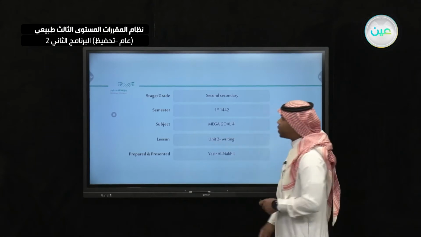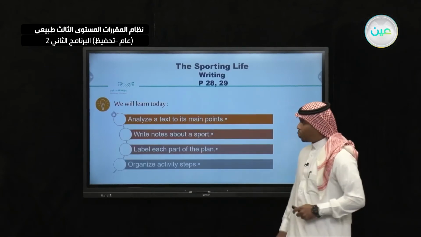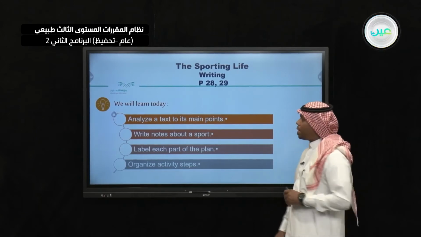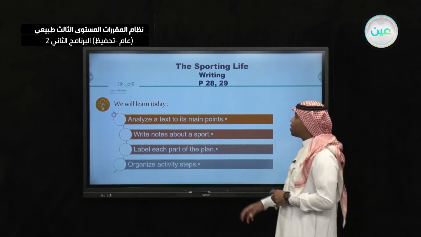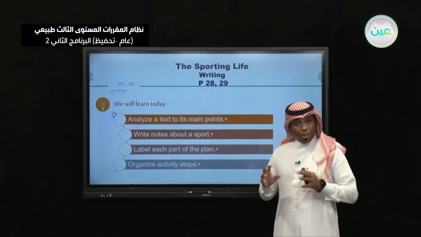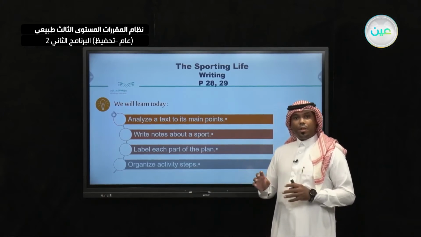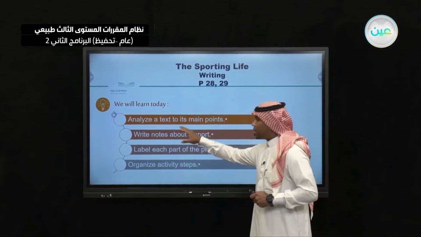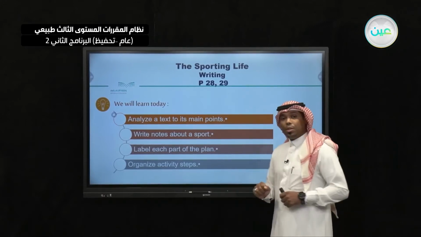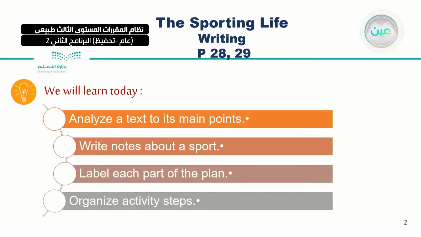Today, inshallah, let's see the objectives. What we are going to do is this. Number 1, analyze a text to its main points. Number 2, write notes about a sport. Number 3, label each part of the plan. And finally, organize an activity's steps.